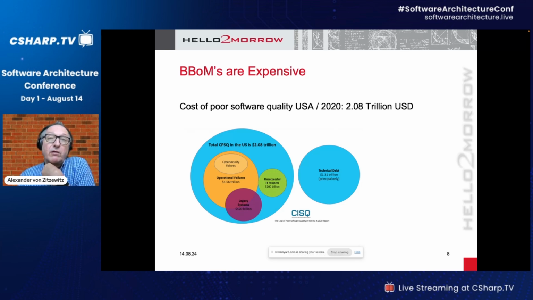We have a relatively large bubble of unsuccessful IT projects, 260 billion alone. That is a little shocking, right? Because we've been developing software for more than 50 years now. You would hope that we figured out how to do it right in the meantime, but obviously not. We're still having issues finishing projects successfully. We have legacy systems with 520 billion, operational failures with 1.56 trillion, which is quite a big number.